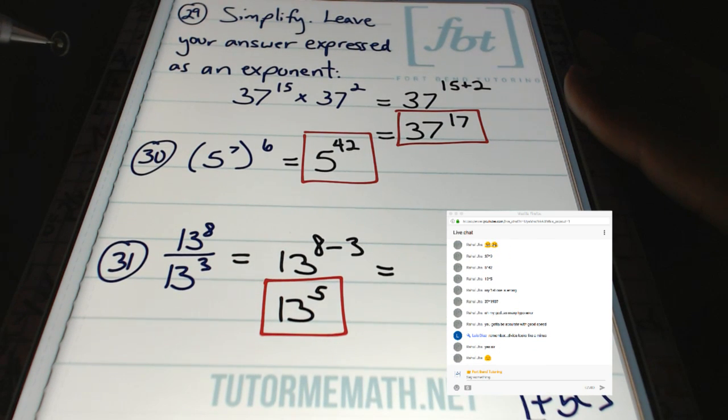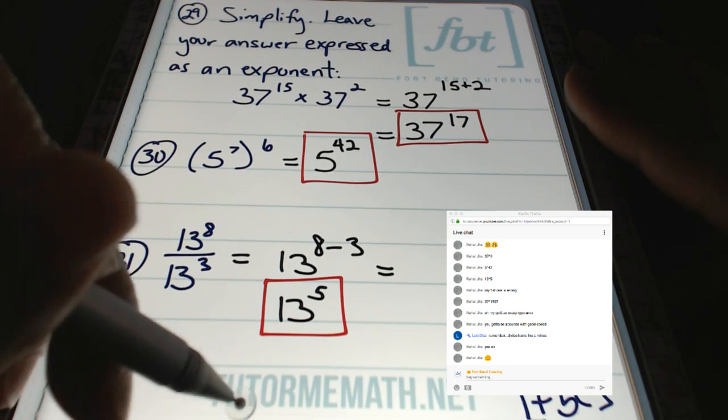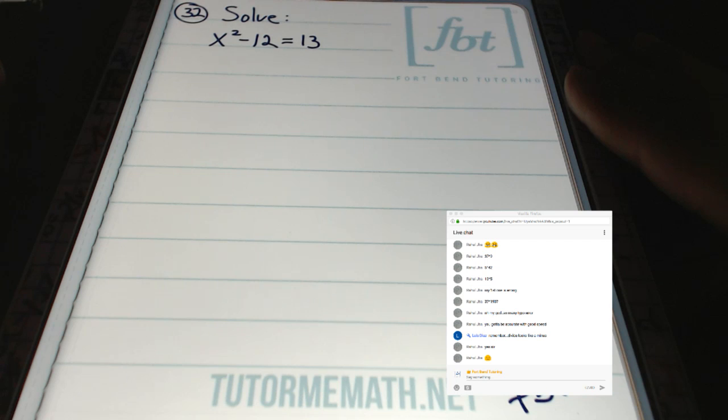There it is. We got a happy face from Raul again. There we go. Let's keep things popping, guys. We have problem number 29 done, 30 done, and 31 done on this one page. We are on fire, guys. We're just blowing through these problems.